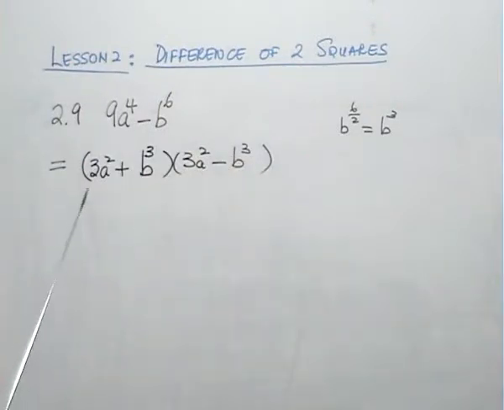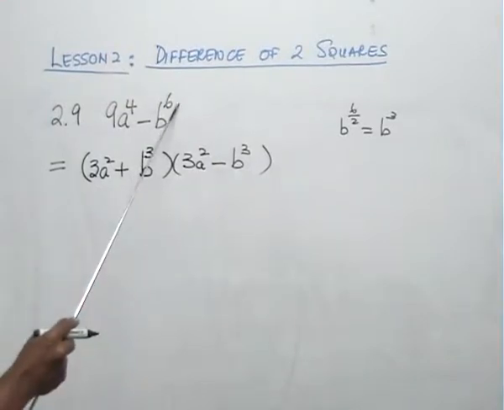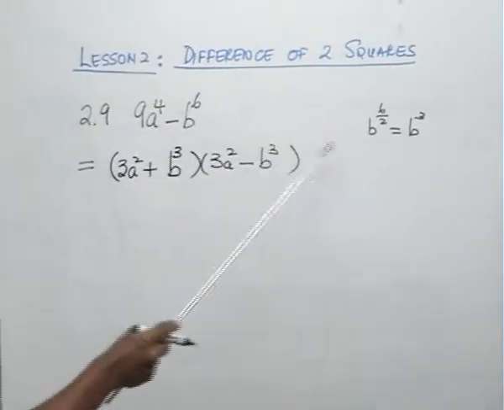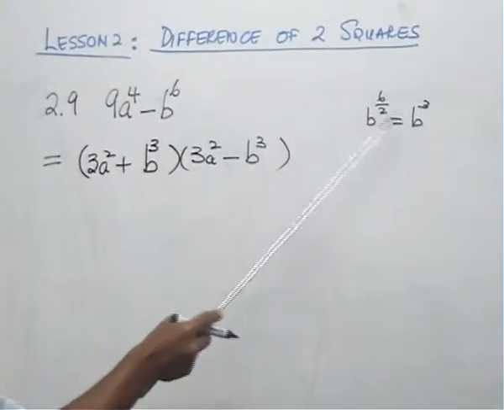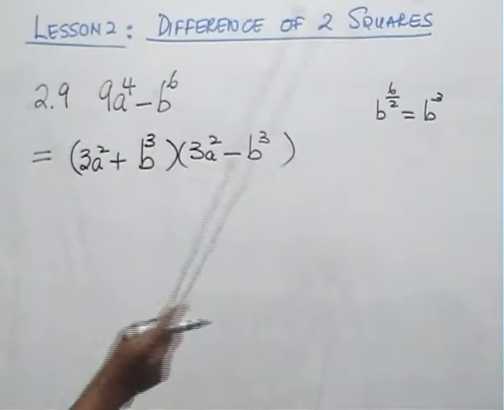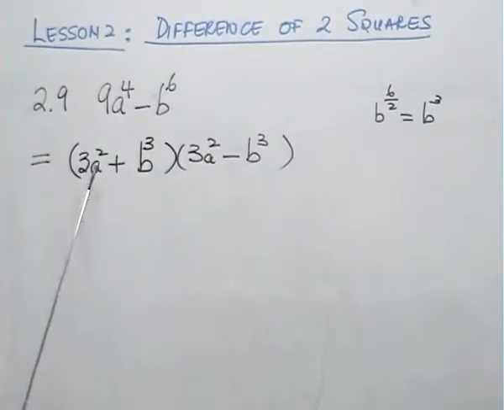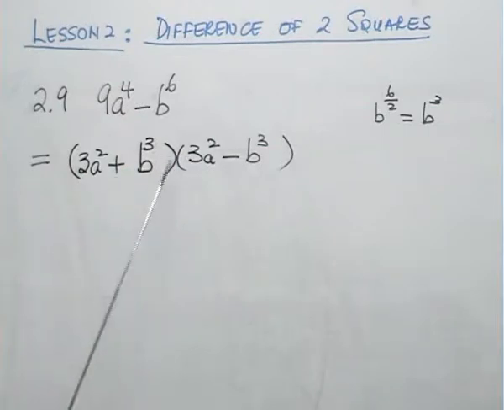So I'll go through this example again. Square root of 9 is 3. Square root of A to the 4 is A squared. Square root of B to the 6, write down B to the 6, divide the index by 2, you end up with B cubed. Write down B cubed. First bracket will be plus. Repeat, 3A squared and B cubed, and the second bracket will be minus.